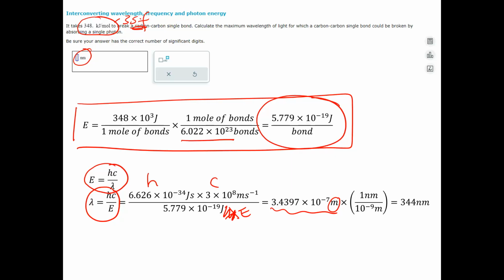So now we need to convert it into nanometers, and if you recall, 1 nanometer is the same as 10 to the minus 9 meters. So our light must have a wavelength of 344 nanometers, and this puts it in the UV because the violet begins at 400 nanometers, and UV is really well known for breaking chemical bonds, so this all kind of makes sense.